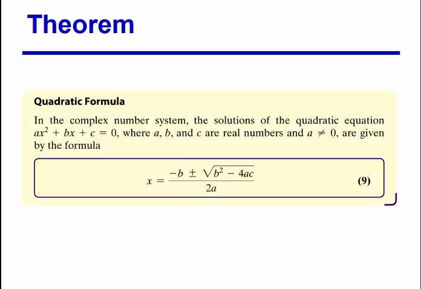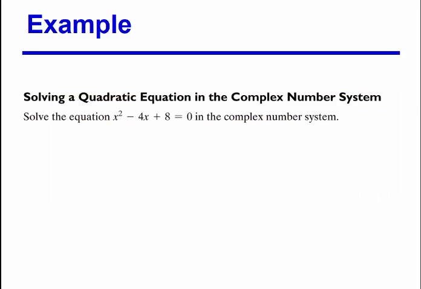So the quadratic formula in the complex number system: the solutions of quadratic equations ax squared plus bx plus c is equal to 0, where a, b, and c are real numbers and a does not equal 0, are given by the following formula. So x is equal to negative b plus or minus the square root of b squared minus 4ac, over 2a. So the first thing, when we have a quadratic equation we're going to solve, is we have to find what a, b, and c are in the given equation.